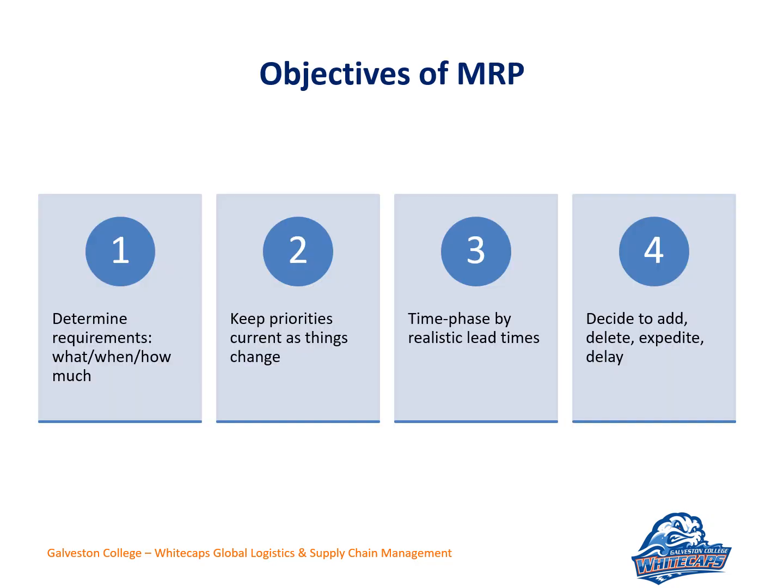Now the objectives of MRP, well, its first objective is what, how much, and when to order to satisfy the MPS. Remember that MPS. It's time phasing releases with realistic lead times. It needs those. And the second is to keep priorities current as customer orders, scrap, and other supply delays occur.